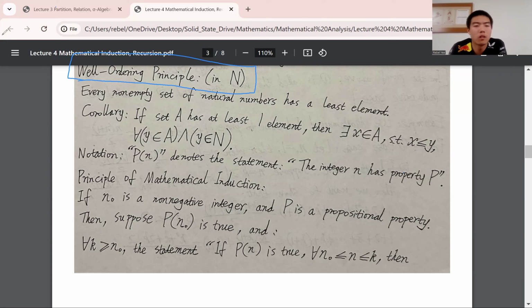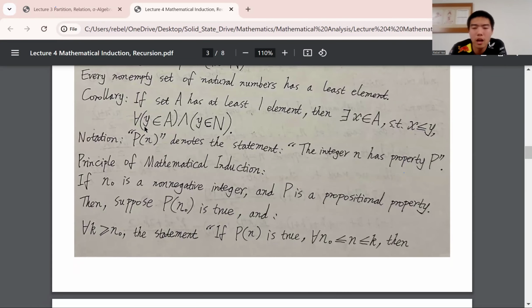So you are not always going to figure it out, but a natural number has this property. So the corollary is that if set A has at least one element, then there exists X belonging to A such that X is smaller or equal to Y for all Y in A, and Y also is a natural number. So this statement, natural number, is very critical here. Somebody might forget about it, and if you forget about it, it doesn't make sense, because sometimes Y is an object, a cat or a zebra, and you cannot say there's a least cat in some set, right?